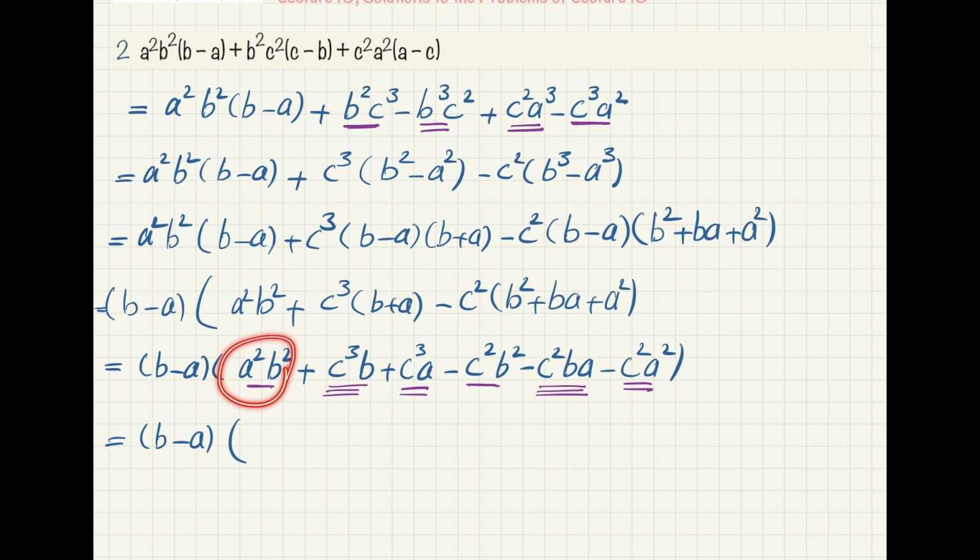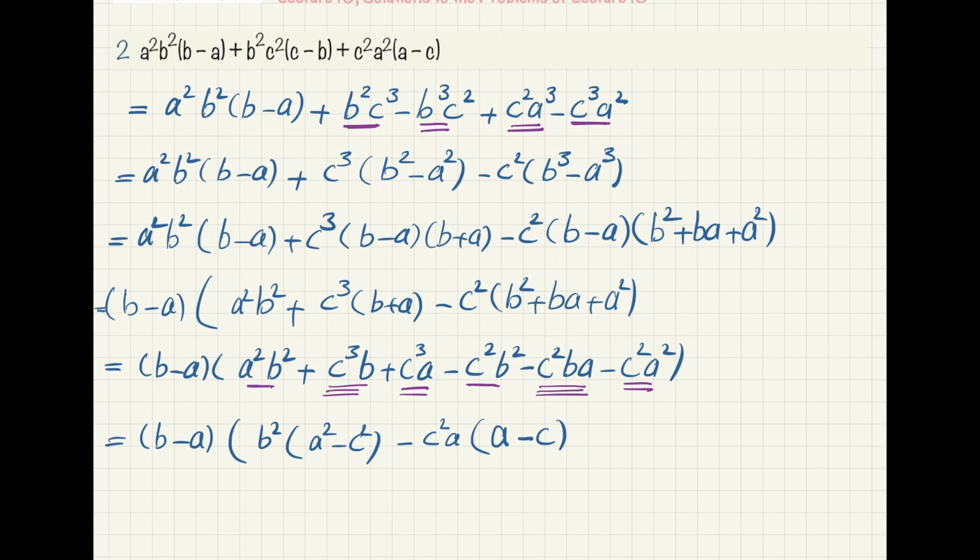Okay, so what should I do? Between this one and this one, I can factor b squared out. So then it is a squared minus c squared. Between this one and this one, I can factor c squared and a out, but then it becomes c minus a. I want to have a minus c, so I will factor minus c squared a out. Then from this one, only a is left with positive sign, and from this one, c is left.